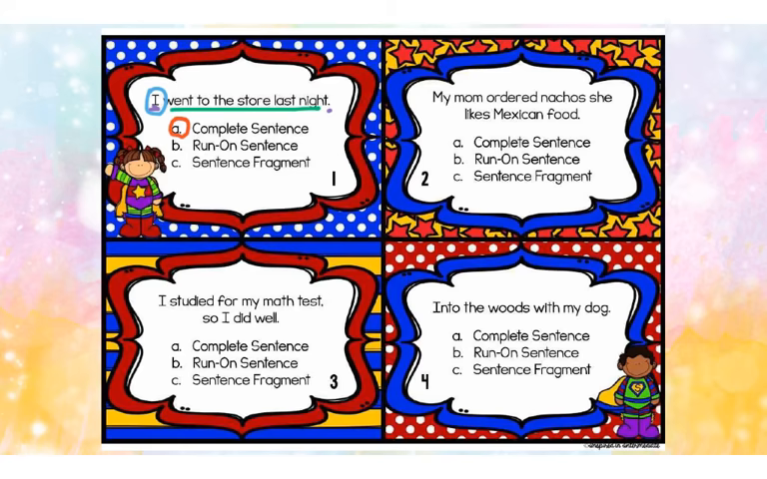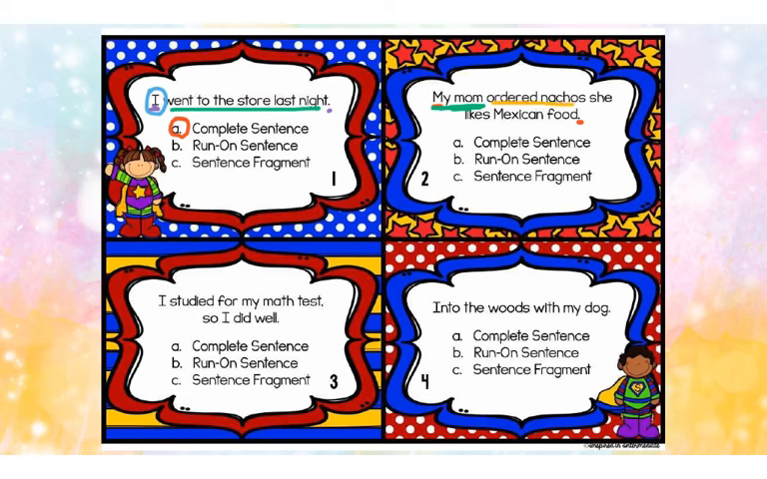Example number 2. My mom ordered nachos. She likes Mexican food. Do you think this is a complete sentence, a run-on sentence, or a sentence fragment? Let's look. It has a capital letter, and it has punctuation. So we've got 2 of those things. Does this sentence have a subject? Looks like it to me. It talks about who? My mom. So what did mom do?